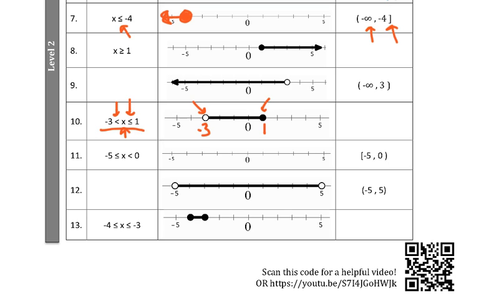Okay, so when I go to do my interval, remember, I start by finding my two numbers. What's the smallest number that x might be? And that is going to be -3. Then, what's the biggest number that x could be? And that would be the number 1. Now, to figure out my parentheses and brackets, could x equal -3? Well, no, we don't have the underline, and we've got the open circle, so I'm going to put a parenthesis. Could x equal 1? Well, yeah, it could equal 1 because of the underline here, because of the closed circle there, so I'm going to put a bracket.